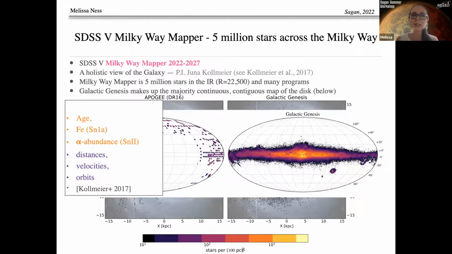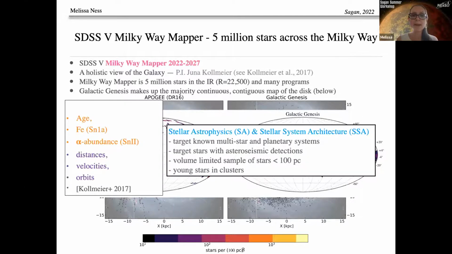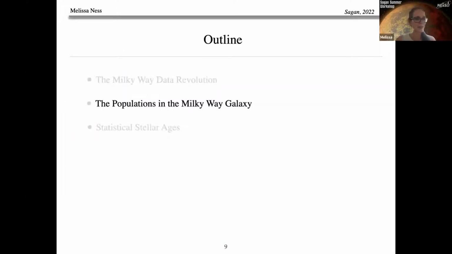Also of interest to this particular group is that Milky Way Mapper is many, many programs. As well as Galactic Genesis, it has a special stellar astrophysics and stellar systems architecture program. And this is to target known multi-star and planetary systems and to target stars with asteroseismic detections. It's going to get this volume-limited sample of the stars within 100 parsec and target young stars within clusters. So this is really, I think, going to provide a beautiful ensemble of complementary information for planetary studies, both with the full survey and with these targeting programs. Good. So I think I've motivated the data revolution, that we have all of these data, getting all of these measurements. This is important for planets.